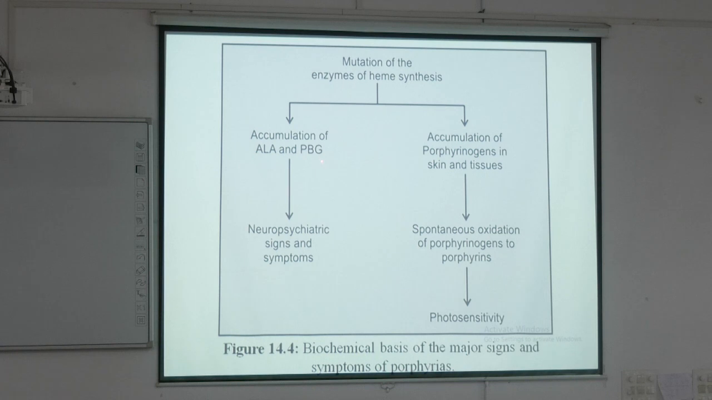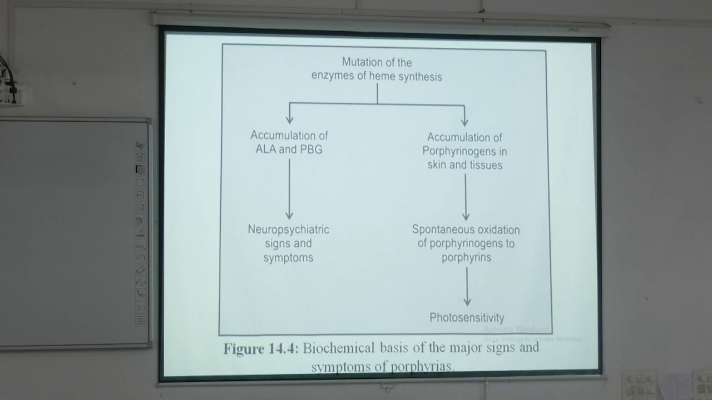Accumulation of ALA and PBG, definitely, because if there is a metabolic pathway defect of enzymes, these substrates accumulate in the body. First thing. Second one, it causes neuropsychiatric symptoms and signs. Second one, accumulation of porphyrins in the skin and tissues causes oxidation and ultimately which symptoms? Photosensitivity. So if I say that the person who has defective heme metabolism, defective disorders of heme metabolism, ultimately has neuropsychiatric symptoms, and second one is skin damage, it becomes photosensitive. Is it wrong or right?